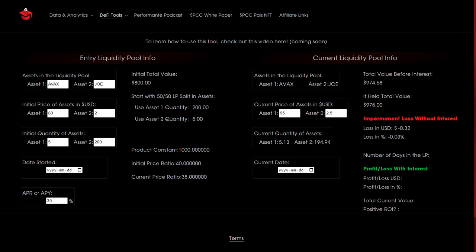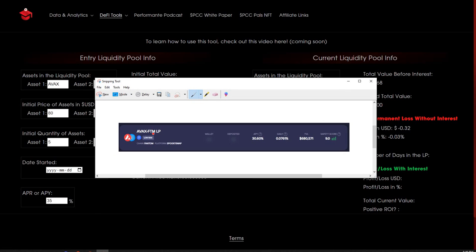We first need an example for a liquidity pool. So I just picked one out from Beefy Finance. It is the AVAX Phantom liquidity pool, Avalanche or AVAX, Phantom or FTM. It is on Spooky Swap, and you get paid out in their native token.